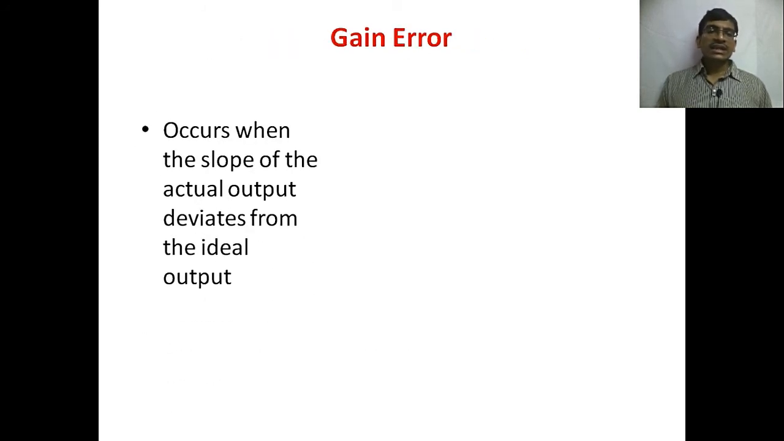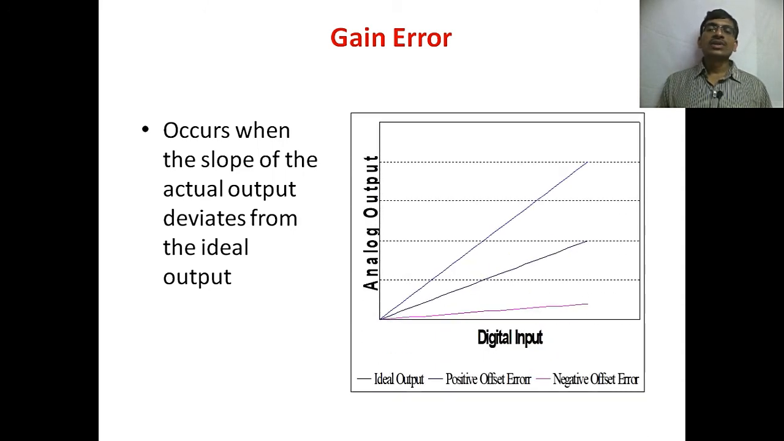Gain error. It occurs when the slope of the actual output deviates from the ideal output. See, this is the main curve. This is the exact output curve that has to come. It is the ideal output curve, which is a linear line.